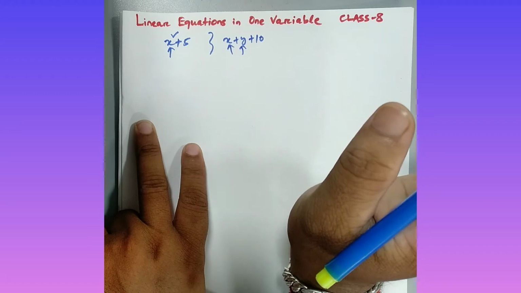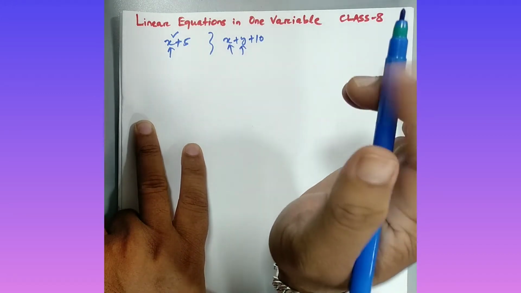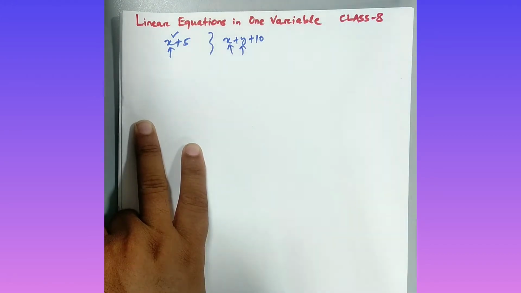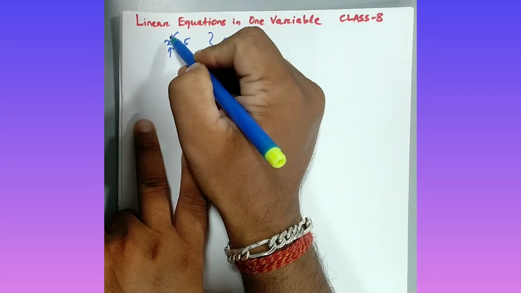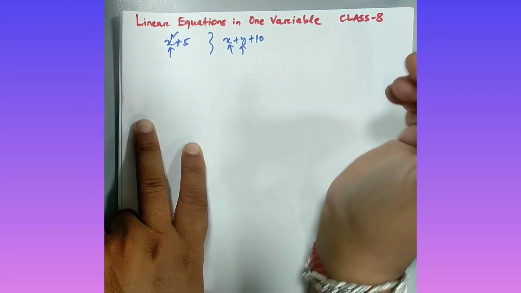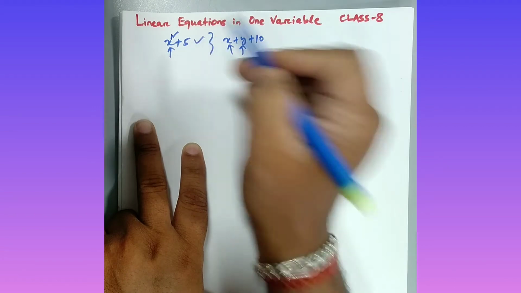What is the meaning of linear? That means the power of the variable should be maximum 1 here. Look at it, x plus 5. Here the power is what? Maximum 1. So that is why this is called a linear equation.